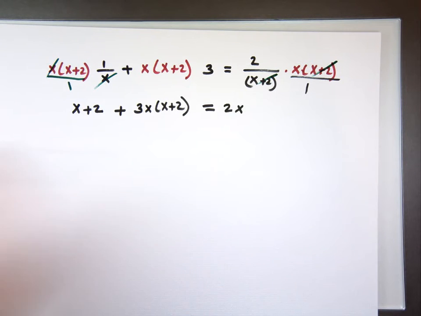When you multiply by the LCD, when you come out of that step, you should not have any fractions. All the fractions are gone. If you still have fractions, that means you did not multiply by the LCD.